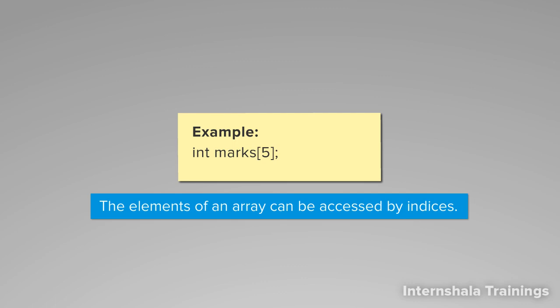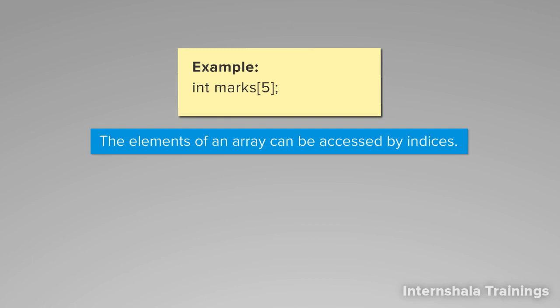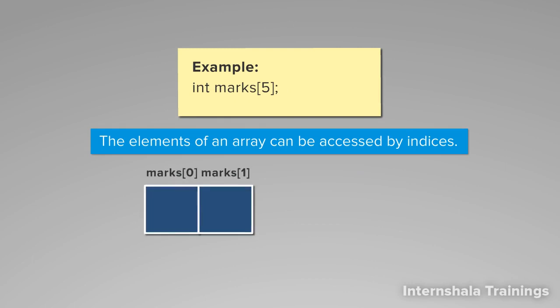We can access elements of an array by indices. For example, in the array marks, the first element is marks[0], second element is marks[1], and so on.